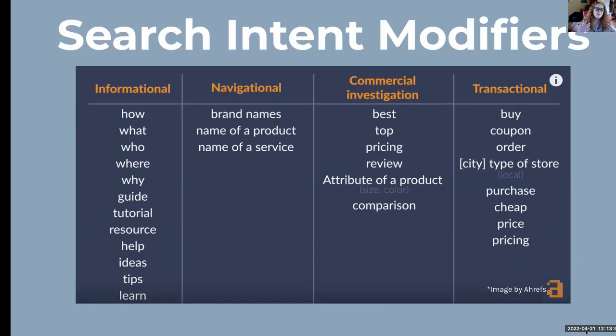Now, there is some interchangeability, and this does take some getting used to. Most informational searches happen, and that's where blog posts come up a lot of the time, right? You're doing guides and tutorials and providing resources and tips and FAQs. Navigational is brand names. You're typing into Facebook to get there. You just already know where you want to go.